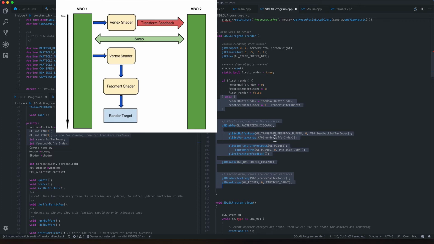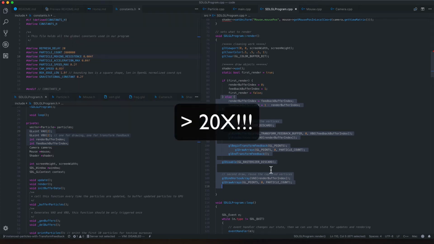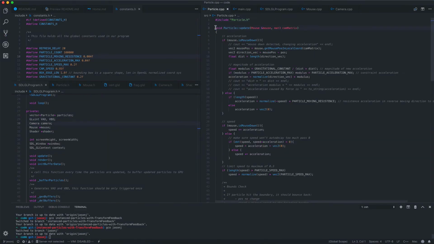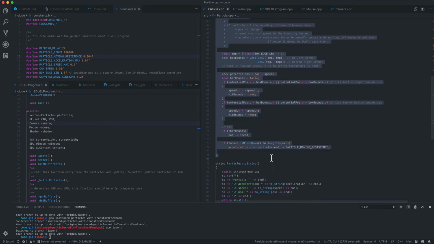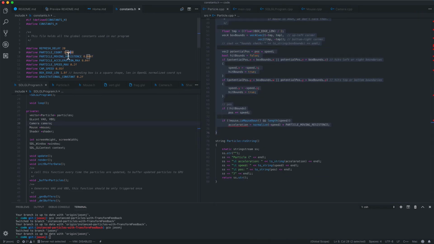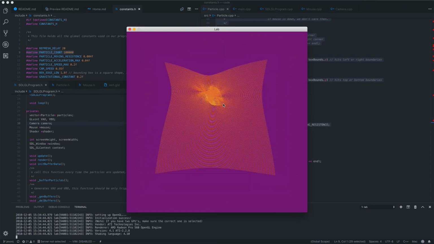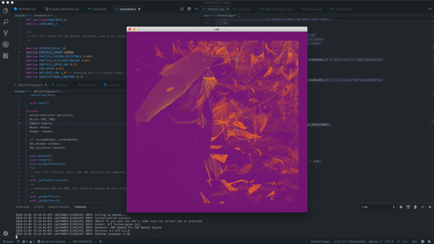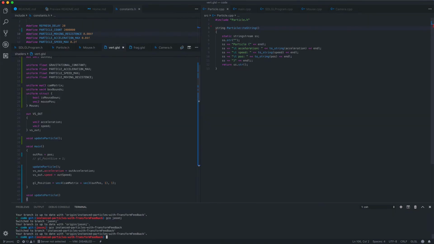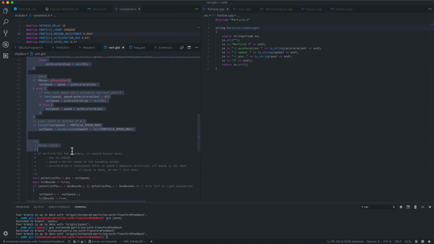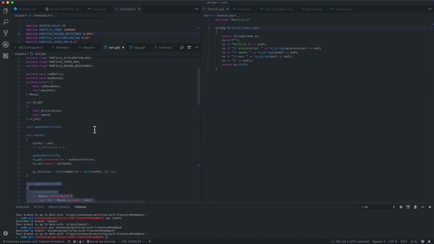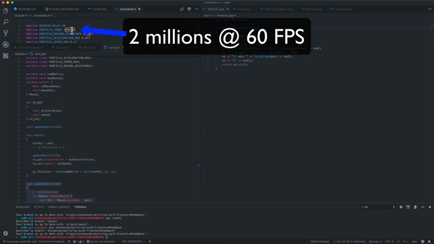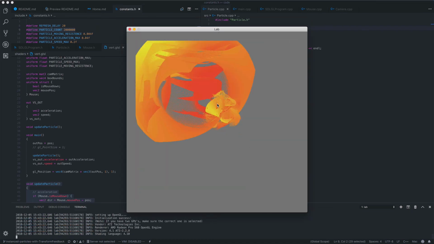The performance improvement is more than 20-fold. Without transform feedback, we are calculating the particles on the CPU, and my computer starts to struggle at about 100,000 particles. While with transform feedback, all the calculations are happening on the GPU, like free of charge. So now my computer is able to handle like 2 million particles rendering at 60 frames a second very smoothly.